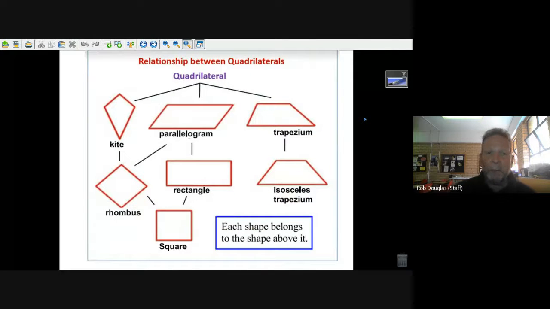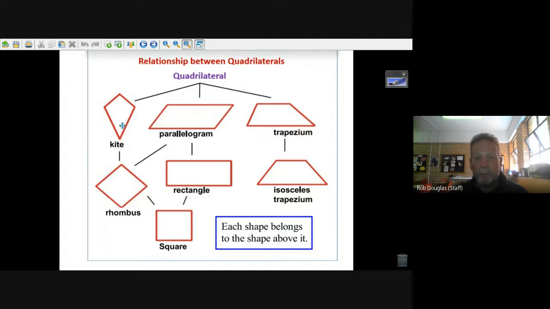Okay, now we're going to take a look at naming quadrilaterals and how we work with that. This flow chart really tells the story of quadrilaterals. Quadrilateral means any shape with four sides. So all of these things have four sides.